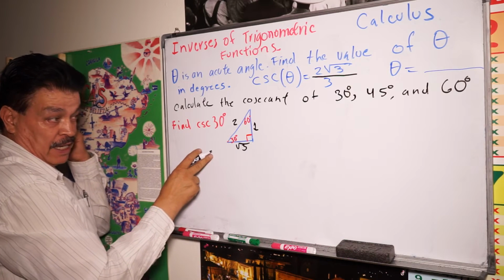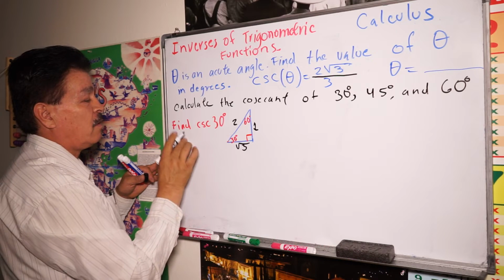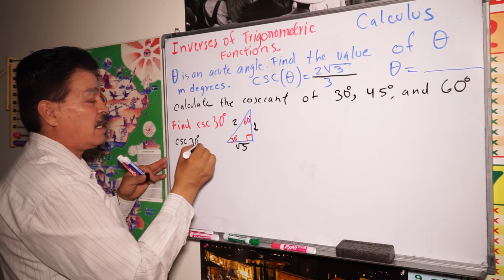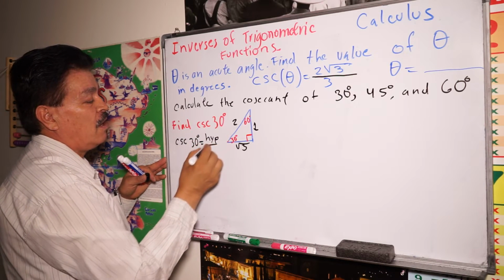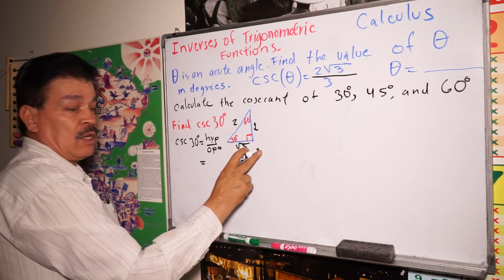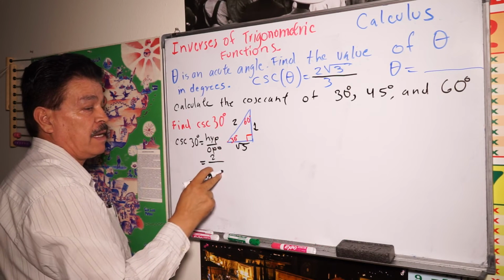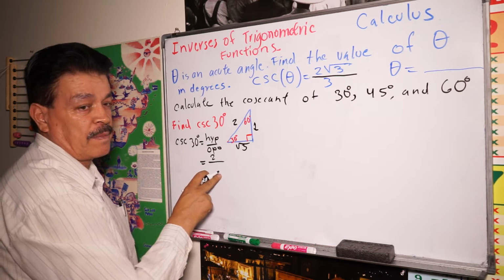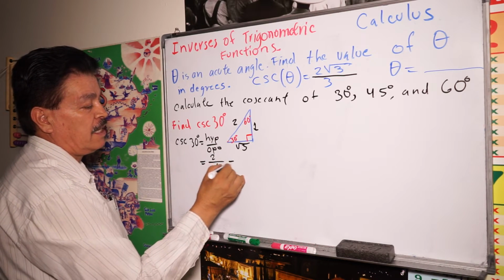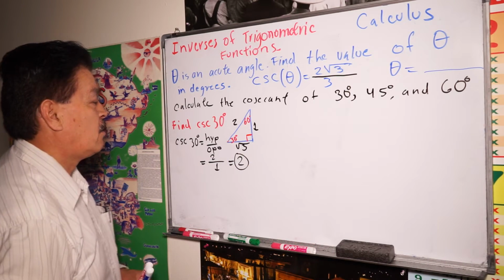So now the cosecant of 30 degrees is equal to hypotenuse over opposite. You substitute this data here. The hypotenuse is 2, divided by the opposite, which is 1. So how much is it? It equals 2.